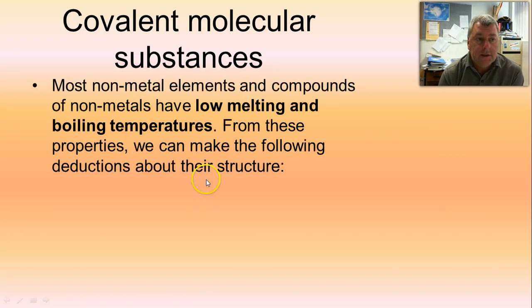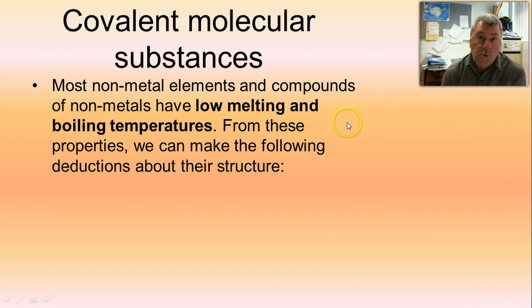Covalent molecular substances: most non-metal elements and compounds of non-metals have low melting points and boiling points. That's a characteristic of covalent molecular substances. From these properties we can make the following deductions about their structure. We know there are molecules, water, carbon dioxide, Cl2, and looking at all those, we've discovered that they all have low melting points. Think of water, carbon dioxide, relative to our metals and our ionic substances, quite low melting points and boiling points.